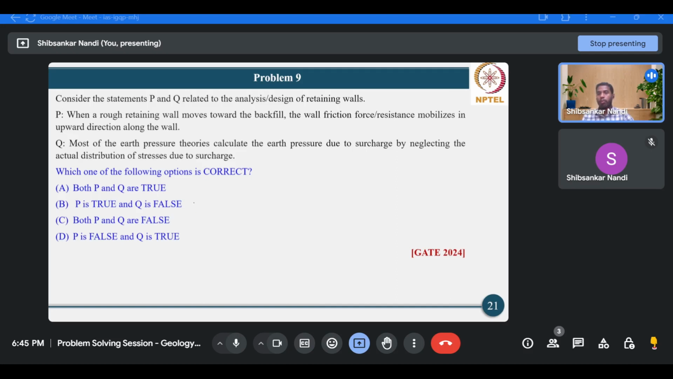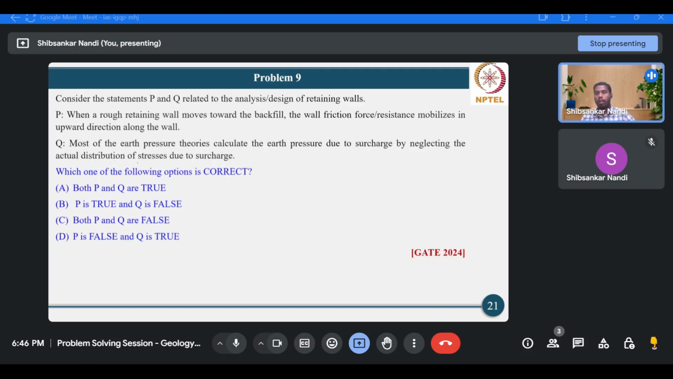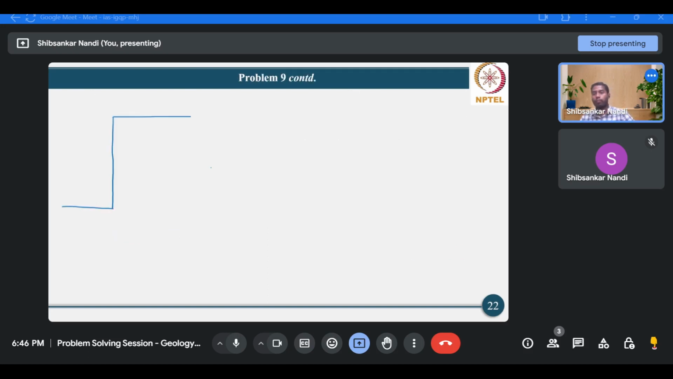Both P and Q are true, so this is option A. Option B, P is true and Q is false. Option C, both P and Q are false. And last option is P is false and Q is true. So we'll check it one by one. First we'll check the first condition, that is the direction of the mobilized reaction force or the wall friction force for a rough retaining wall when the retaining wall moves toward the backfill.